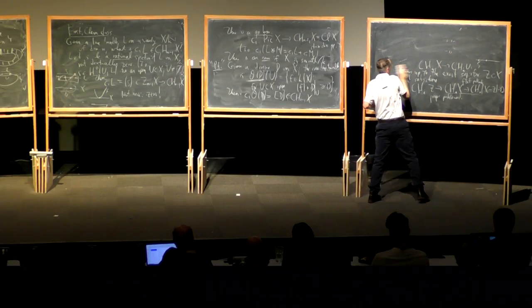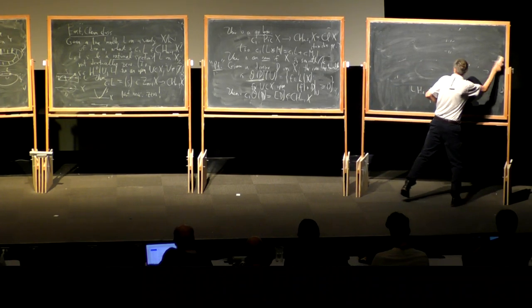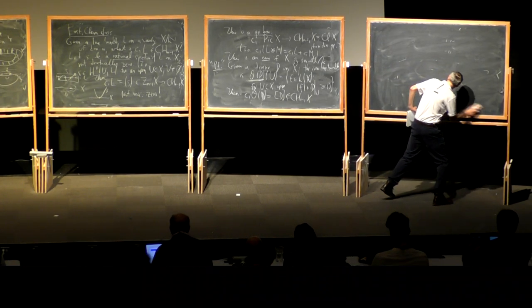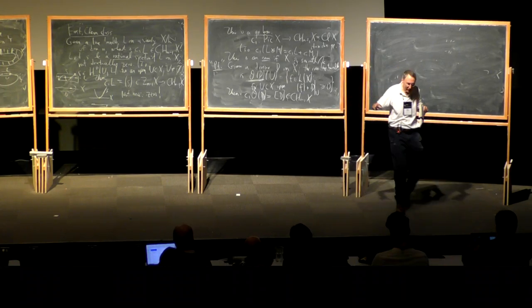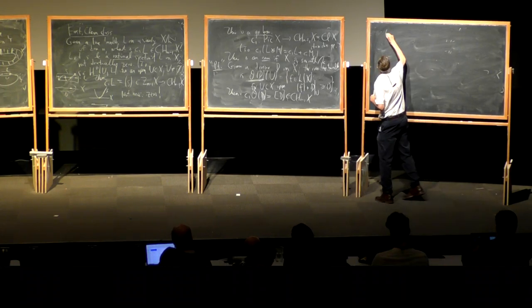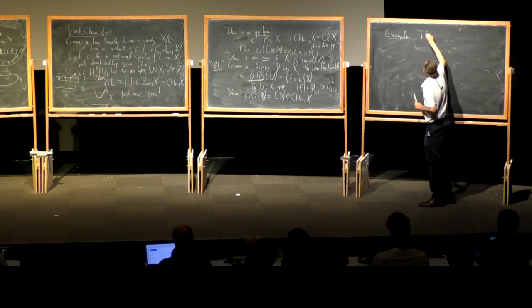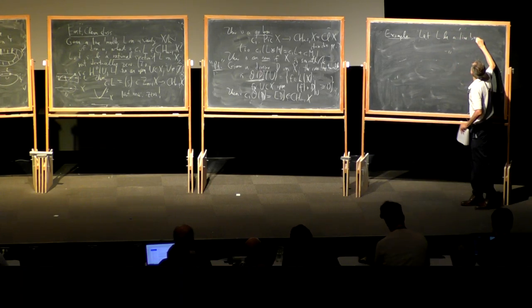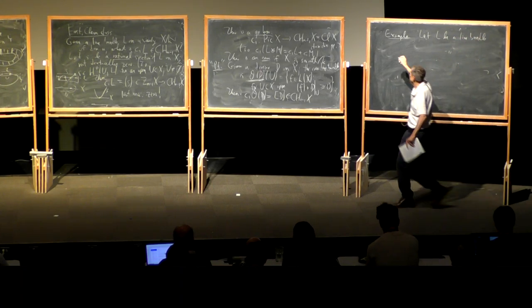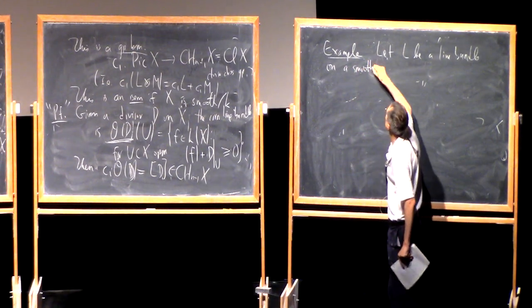Okay, so maybe to give a computation that goes with that, I can describe the Chow groups of a G_m bundle over some variety. So let's say that L is a line bundle. Let me just say over a smooth variety. I don't know how much generality I'm going to need.